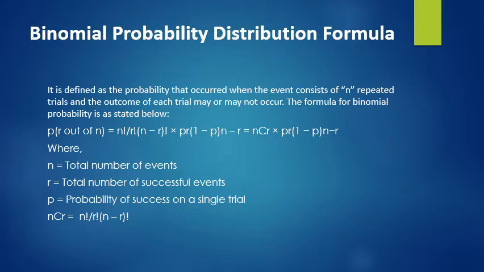It is defined as a probability that occurs when the event consists of n repeated trials and the outcomes of each trial may or may not occur. The formula for binomial probability is as stated below. n is equal to total number of events, r is equal to total number of successful events, p is equal to probability of success on a single trial, nCr is equal to n factorial by r factorial into (n minus r) factorial.